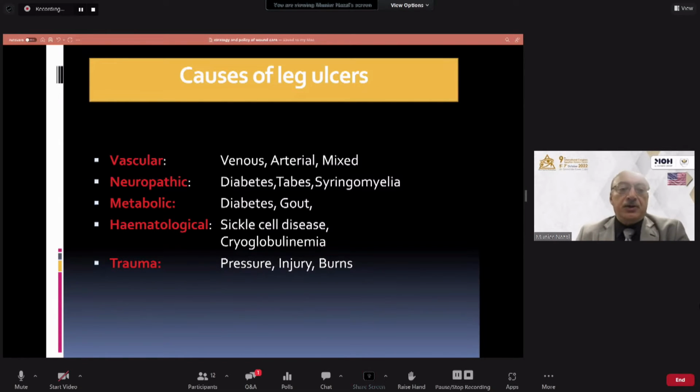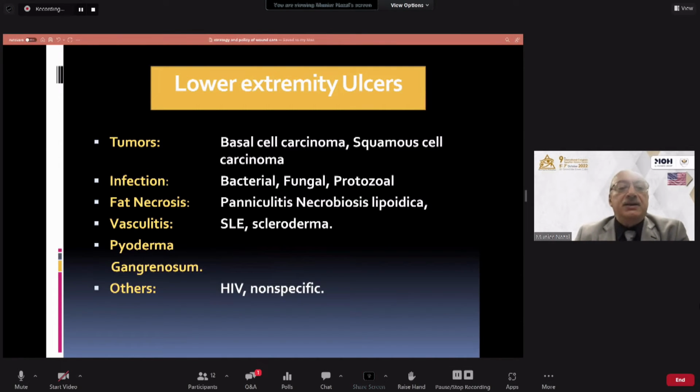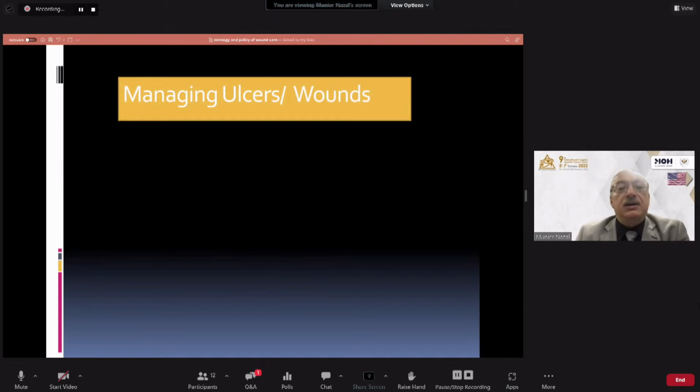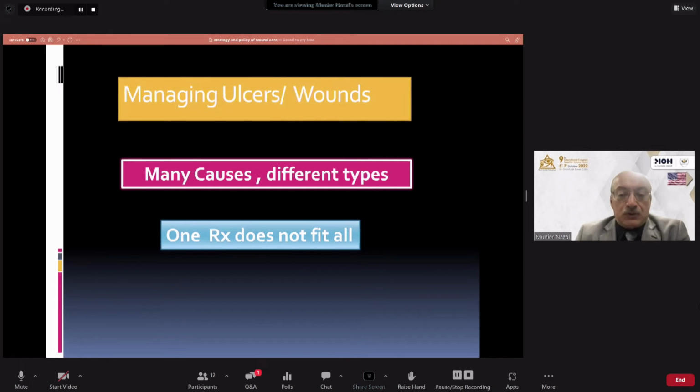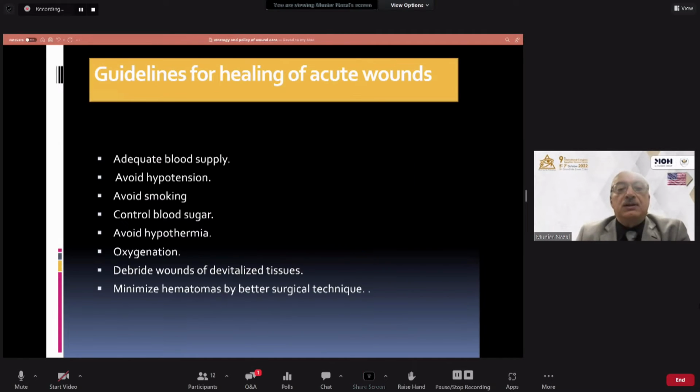There are vascular, neuropathic, metabolic, hematological, traumatic, tumors, infections, fat necrosis, vasculitis, pyoderma, and much more, like sometimes hypertension, certain types of diabetes, not neuropathic. So a lot of causes for wound ulcers in general. There are many different types. So that tells you one type of treatment is not going to cut it. It's actually multifactorial and different types.